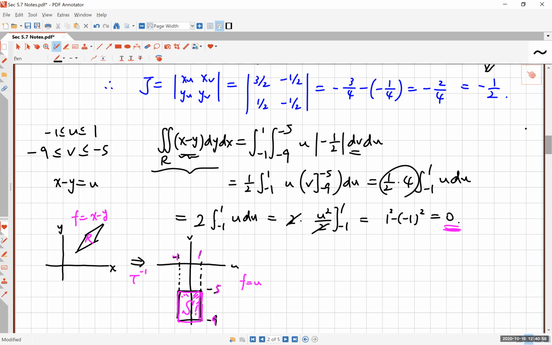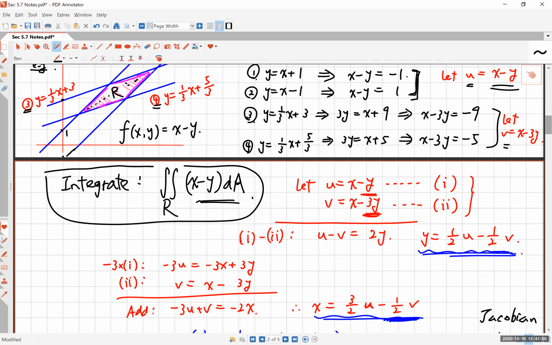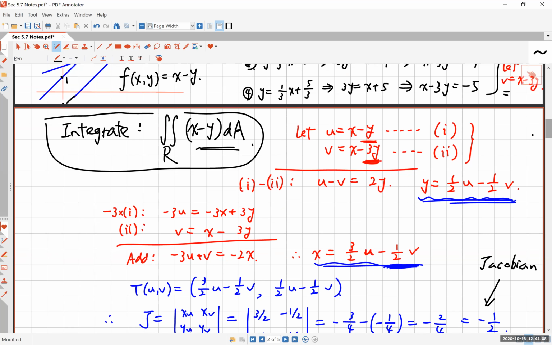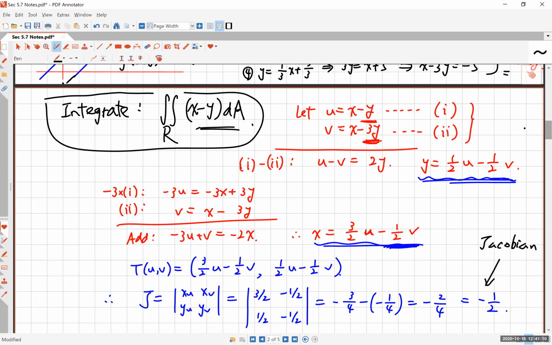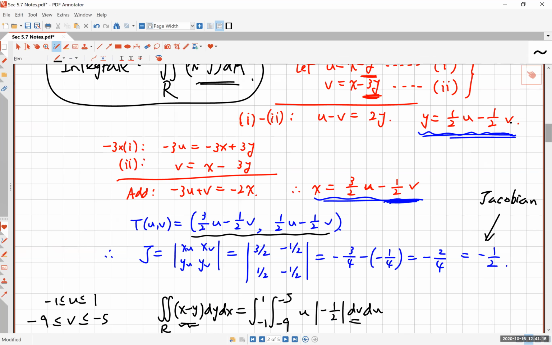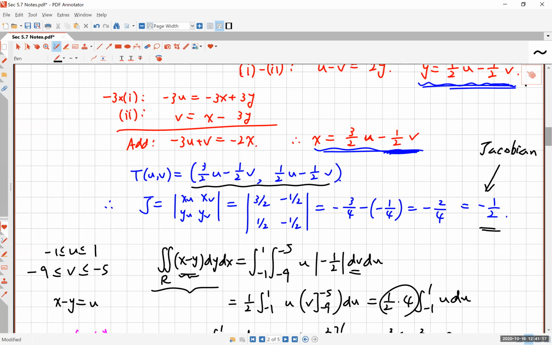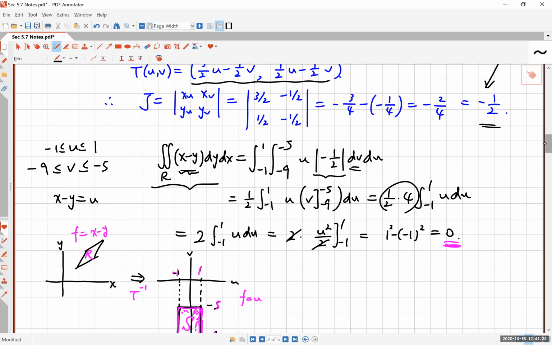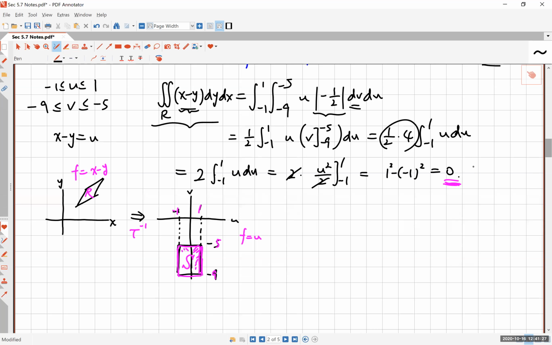Once again, let's review the process here. First, you identify u and v so that your bounds will be simple. Try to use the expressions for u and v in order to write your x and y in terms of u and v. That's what happened here. Find the Jacobian, insert the Jacobian right at the end of the integrand, between the integrand and the dA part, and then you solve the integral, okay?